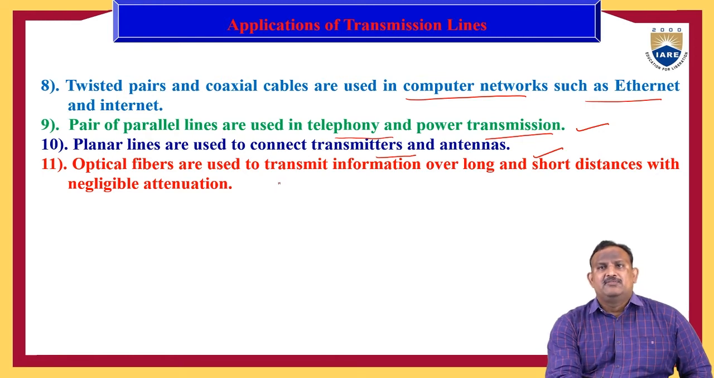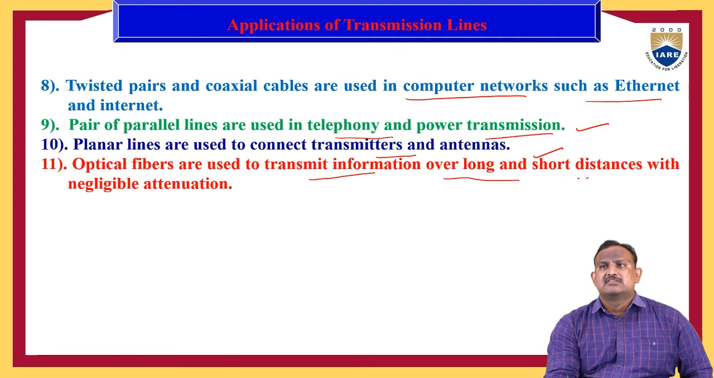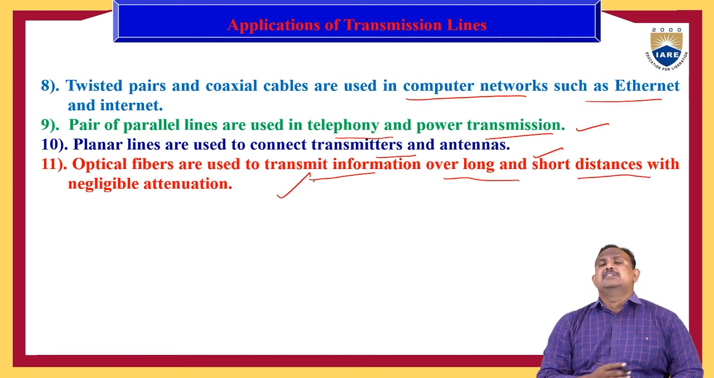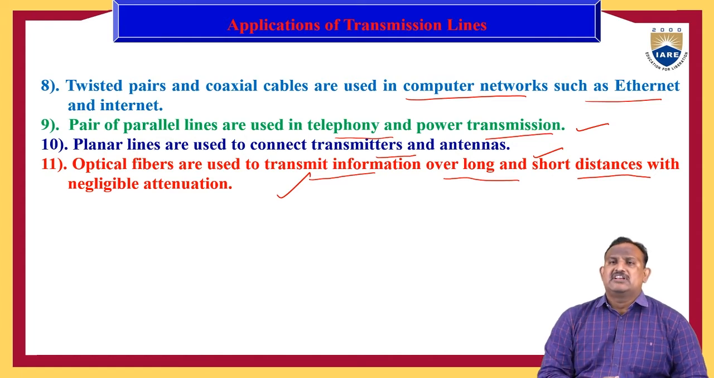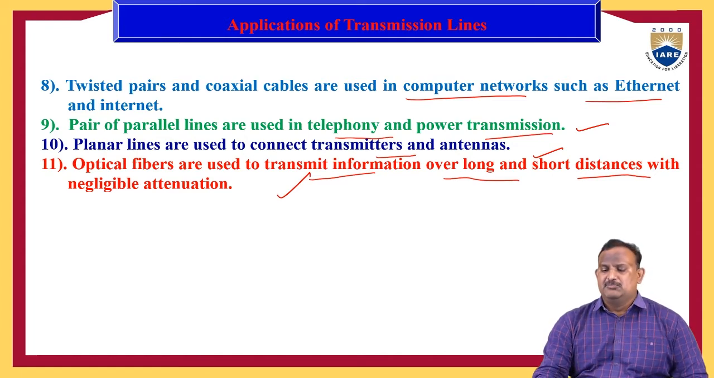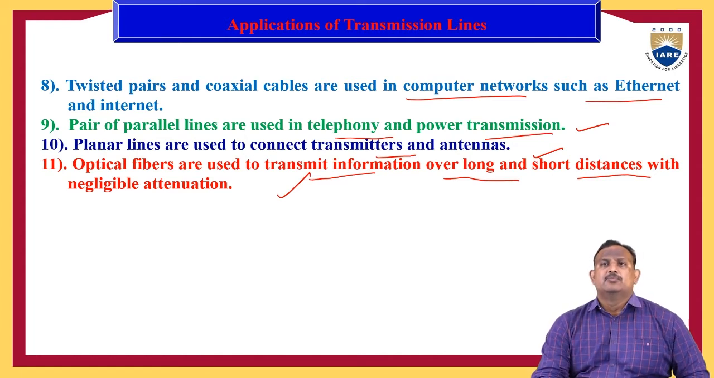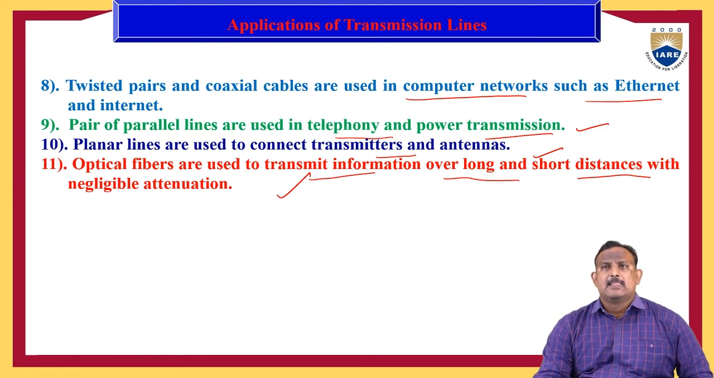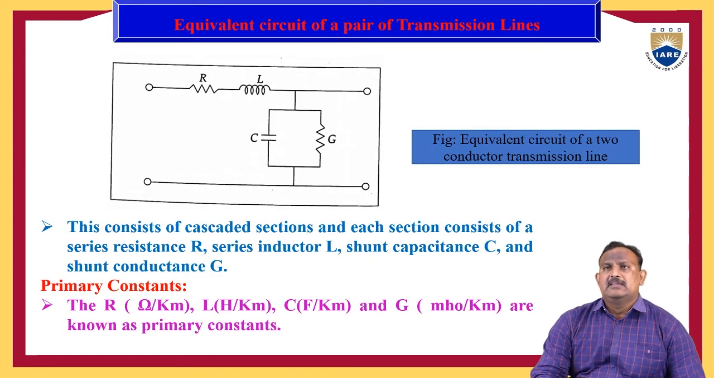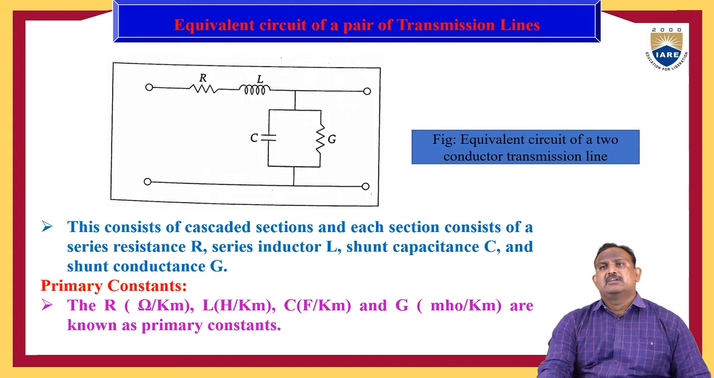Optical fibers are used to transmit information over long and short distances with negligible attenuation. When we transfer information using optical communication, the attenuation is very, very low compared to the remaining applications.